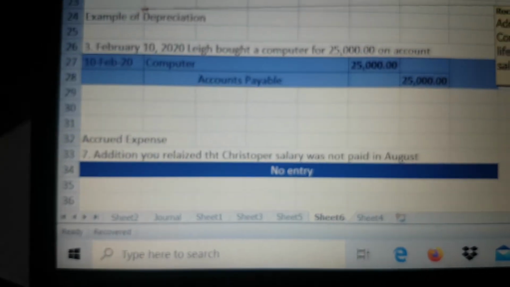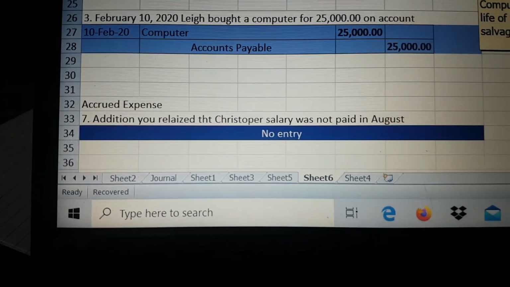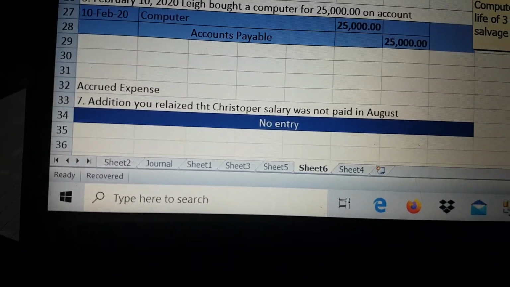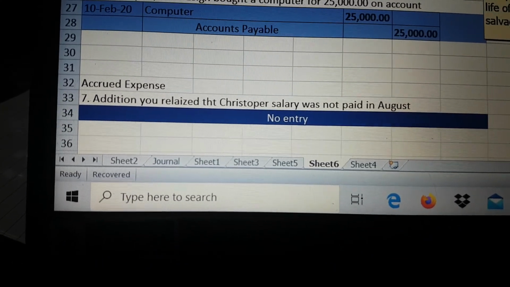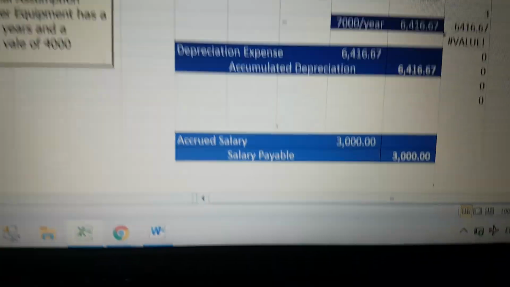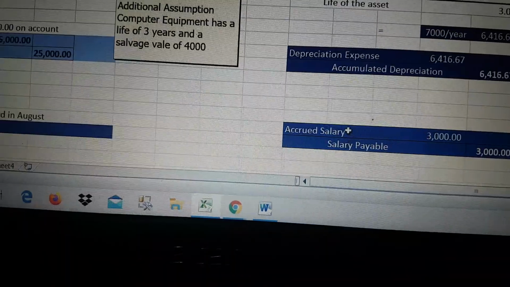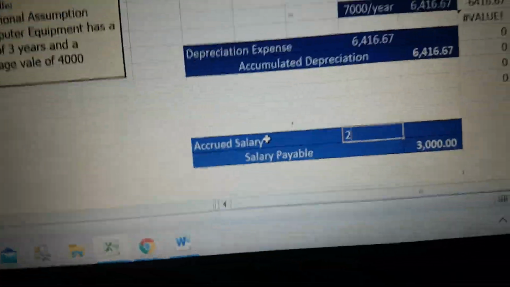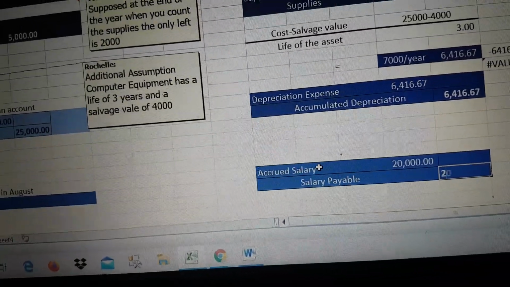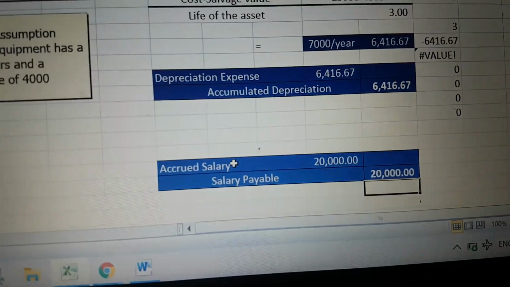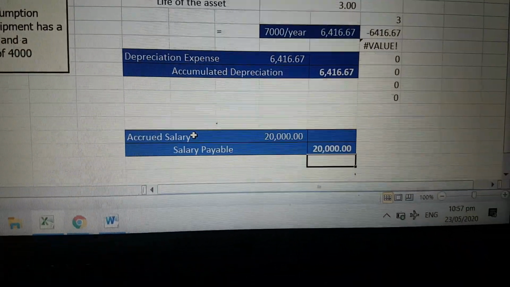Okay. Next. And lastly, an example of our accrued expense. Suppose we realize that Christopher's salary was not paid in August. So take note, we haven't put an entry. But salary is always due to our employee at the end of the month. So we would record now his salary of 20,000, because his salary previously is 20,000. Okay, so we would now have a liability and additional expense with this accrued expense. Okay, 20,000 for salaries, accrued salaries, or it could also be salaries expense.